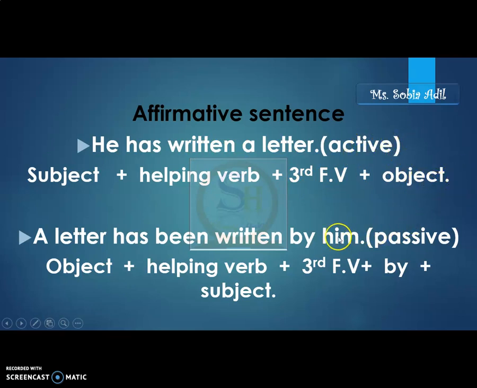When we are to change into passive voice, we change the structure. We write first object, right, because we replace object with the subject and subject with the object. Then comes helping verb. Now here you are to keep in mind that helping verb has been will be used here, right? Not only has or have. So has been written by, written here third form of verb, then comes by, and after that we write subject in place of the object. This is the passive voice of this sentence. You need to follow this structure while changing the active voice of present perfect tense into passive voice.